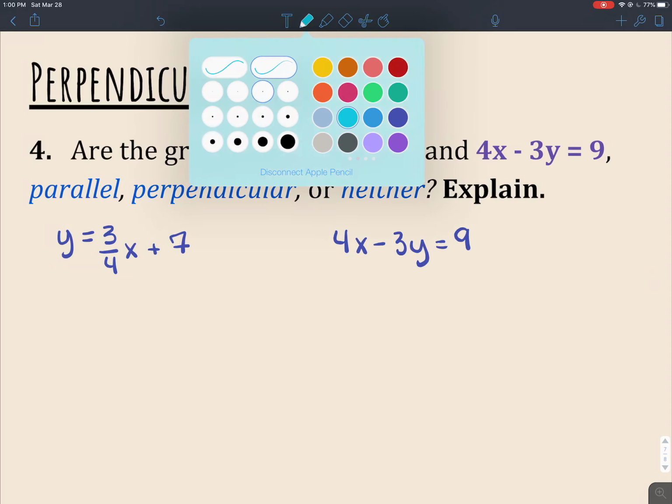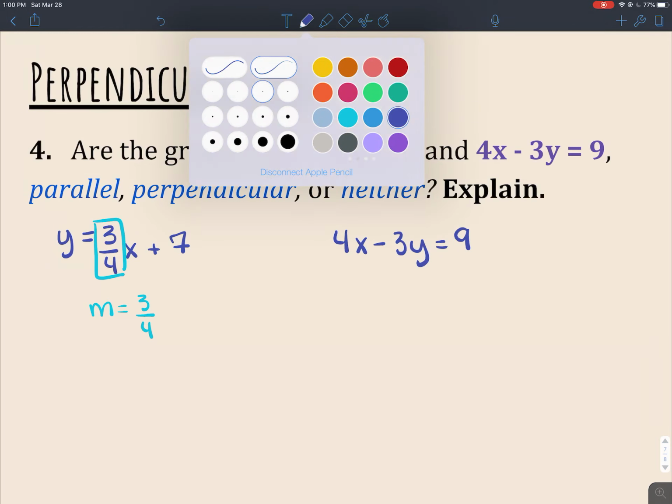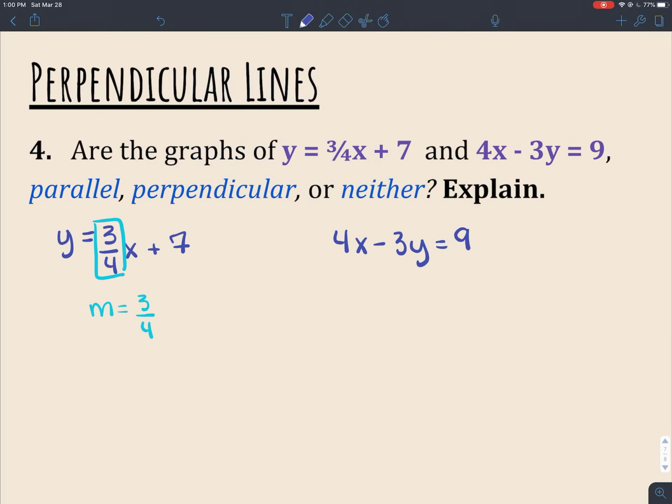So it's quite easy. Looking at the first one, the slope is the number in front of x. So our slope here is 3/4. But the question is, what is the slope of the other line? So to be able to figure that out, we actually have to rewrite 4x minus 3y equals 9 in slope-intercept form.